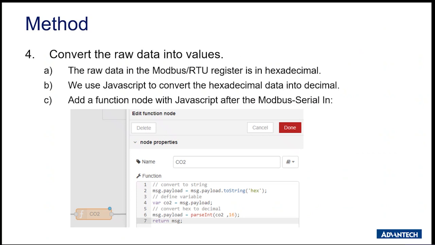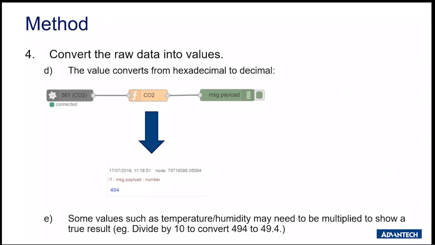So how to convert that is to use the JavaScript function node. So what we're doing here is converting it to a string first, defining it as a variable, and then converting hex to decimal. So this code, you don't need to be a JavaScript wizard to learn this sort of stuff. I literally found this by using Dr. Google, and it was pretty straightforward. So all we're doing here is converting it from a hex value to a decimal value, which is what will tie into our dashboard and gauges. So by doing that, using the function node, you can see I get a decimal point here. In this case, it's CO2 levels, so parts per million, so it's 494.